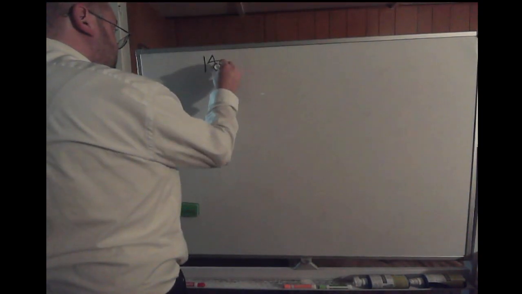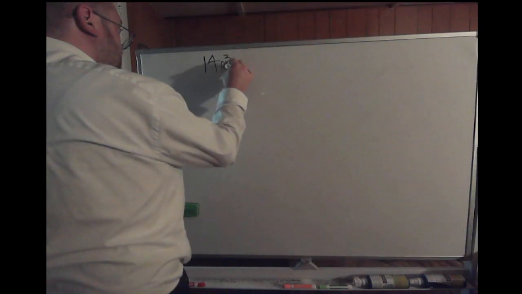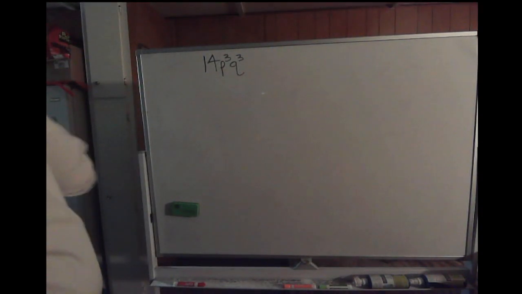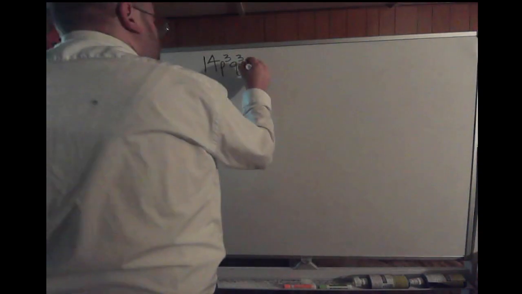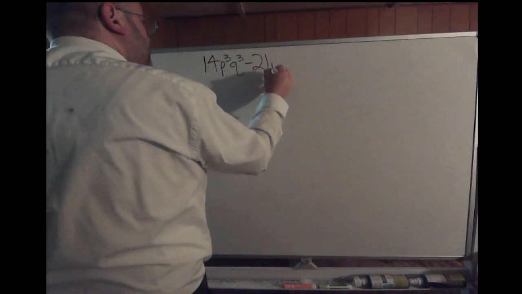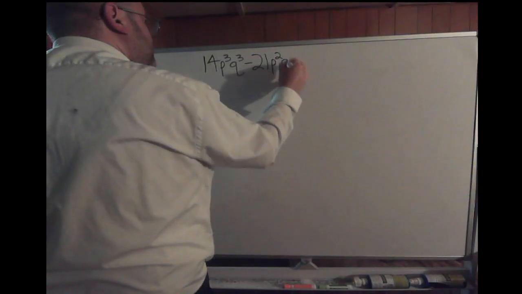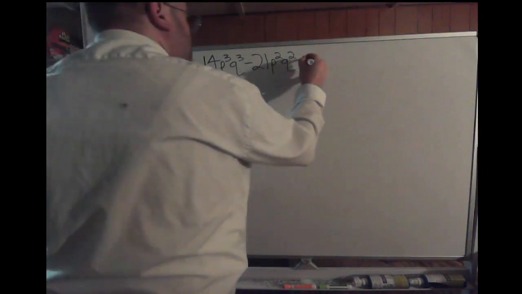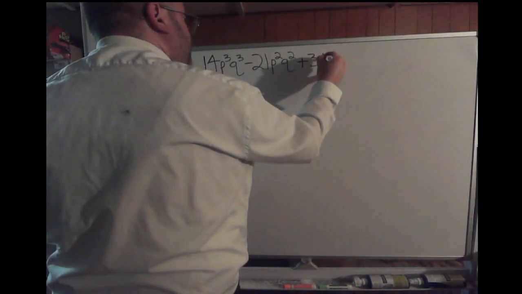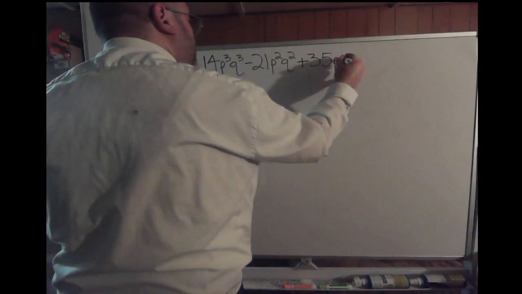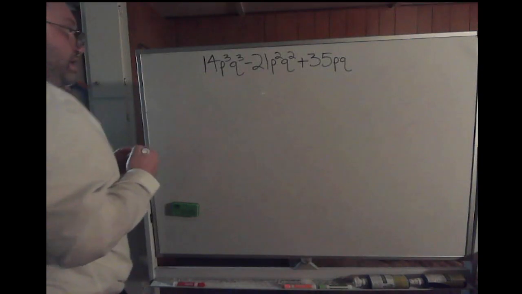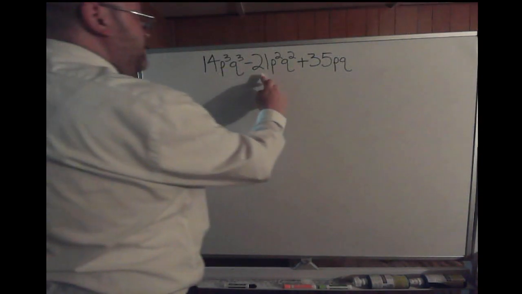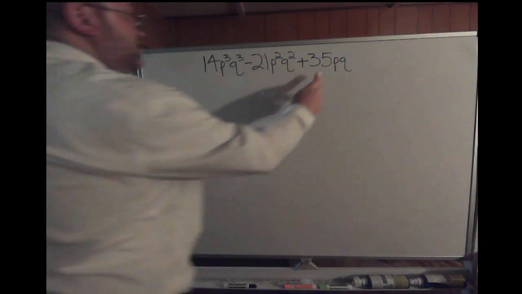Alright, we got 14p to the third q to the third, minus 21p to the second q to the second, plus 35pq. Alright, so 14p to the third q to the third, minus 21p to the second q to the second, plus 35pq.